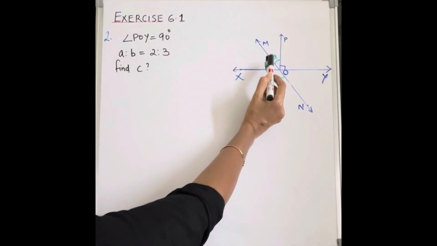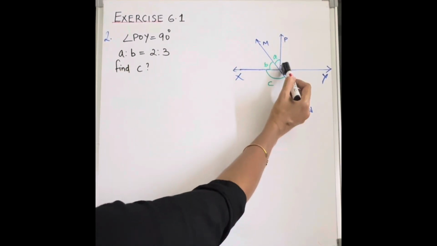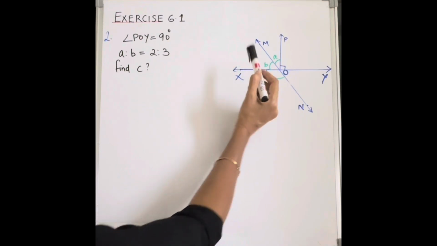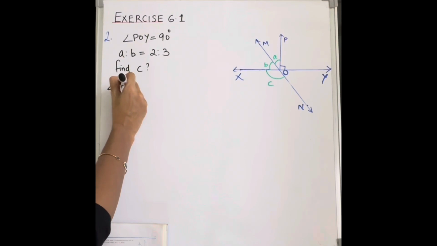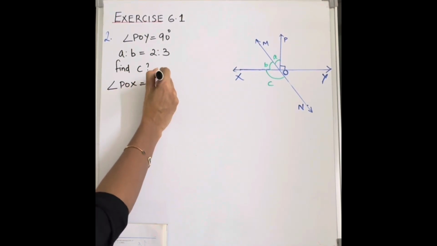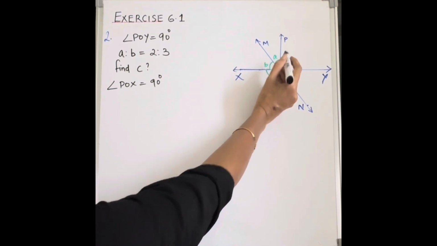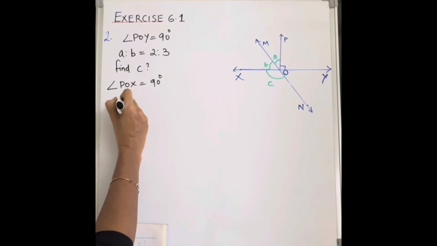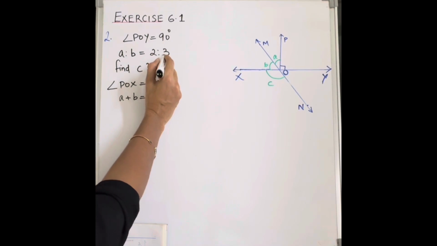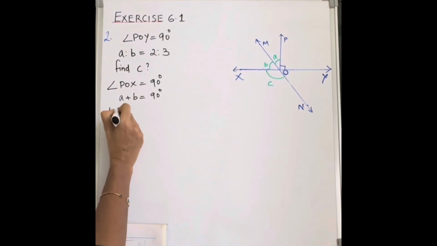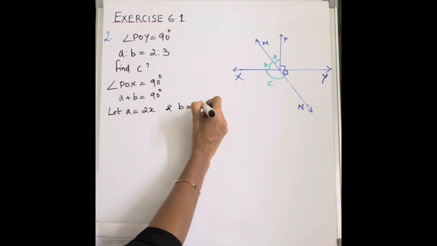So a is to b is given as 2 is to 3 and angle POY is 90 degree. So we know if POY is 90 degree, POX also will be 90 degree. So angle POX is 90 degree, and we know these two angles are complementary angles. So we can say a plus b is equal to 90 degree as well. But as this is being given as a ratio, let's first consider a is equal to 2x and b is equal to 3x.